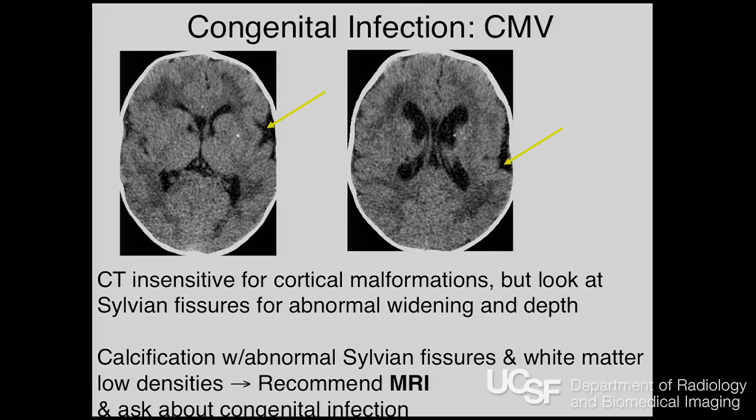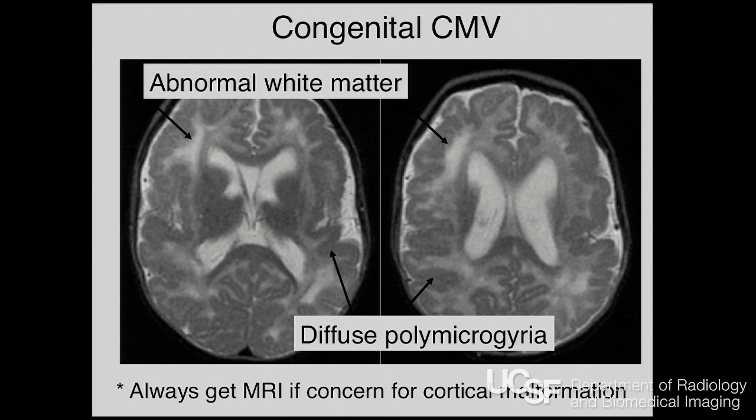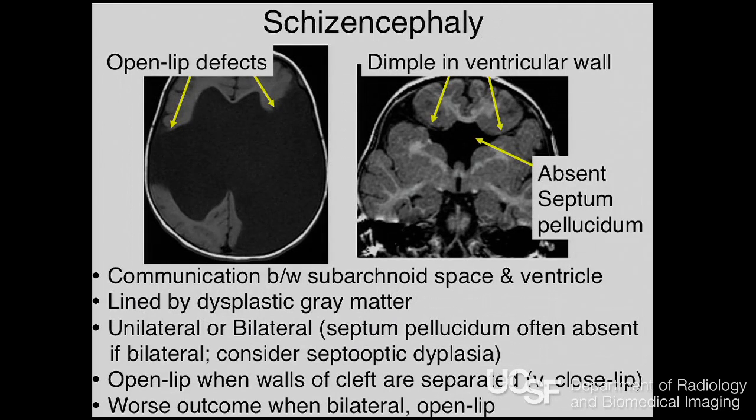But one of the things we can look at is the sylvian fissures on CT, and if we notice that they are too wide or if they extend too far posteriorly, we need to be suspicious that there may be an abnormality involving the cortex that lines the sylvian fissure and suggest an MRI. And in this case, in the same patient, we can see that there are many, many small gyri, very diffusely, not just in this perisylvian region that we noticed on the CT, and this is diffuse polymicrogyria with white matter abnormalities from a congenital CMV infection.